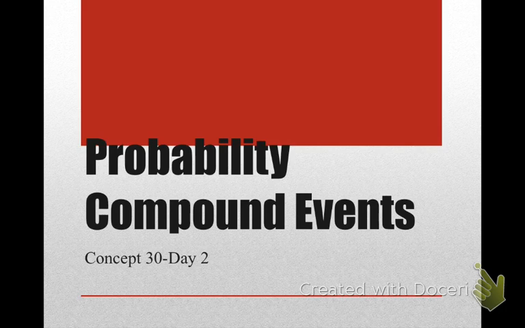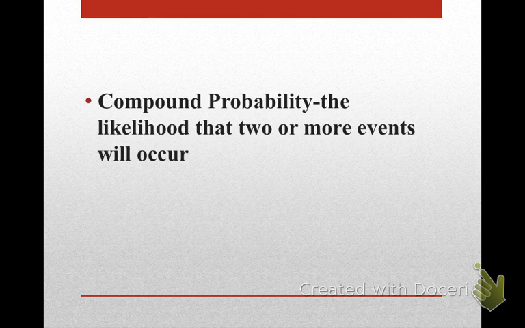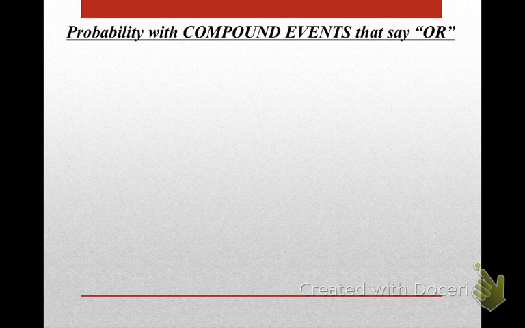We're going to figure the probability of compound events. So on your note sheet, go to your vocabulary, definitions, and formulas. Under compound probability, you can get this definition down. The compound probability is the likelihood that 2 or more events will occur, whereas simple probability, we're just looking at one event. There are 2 types of compound probability.